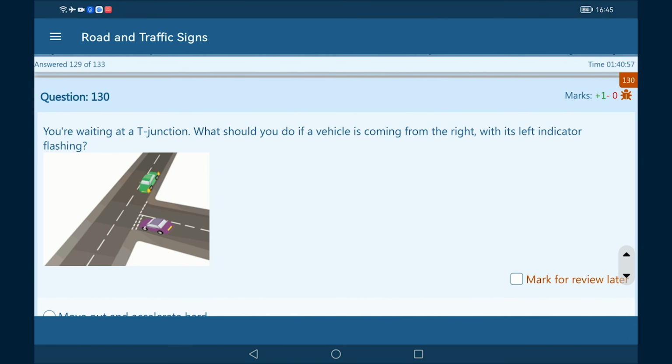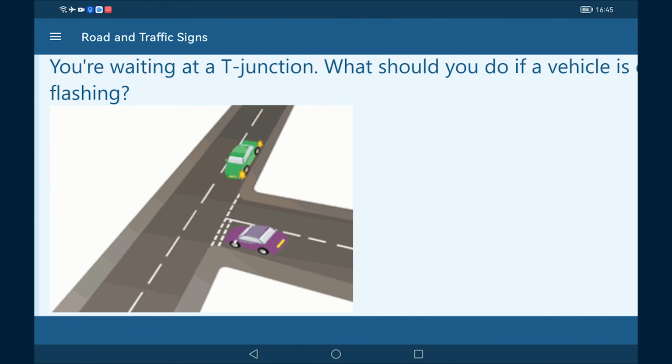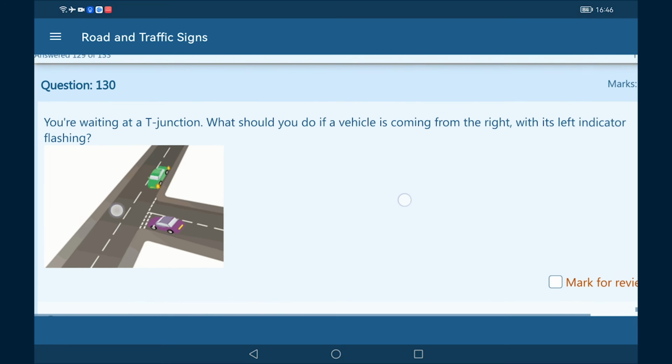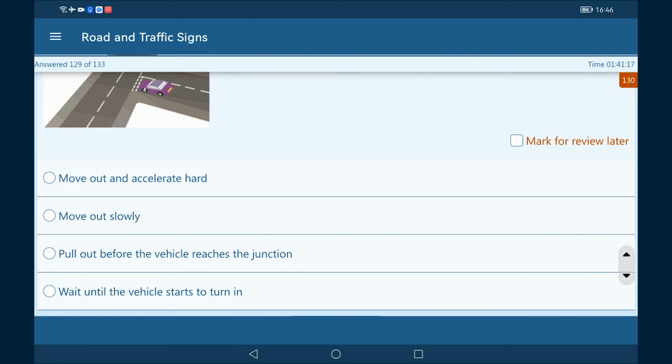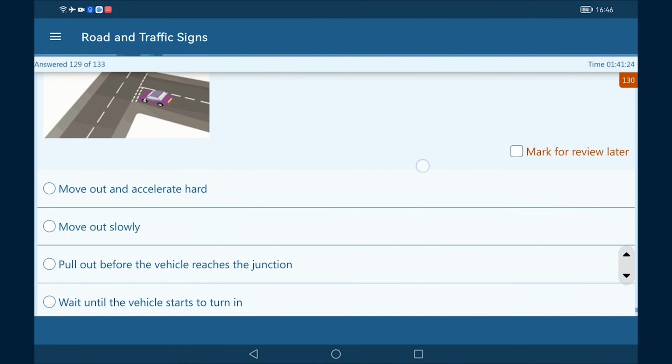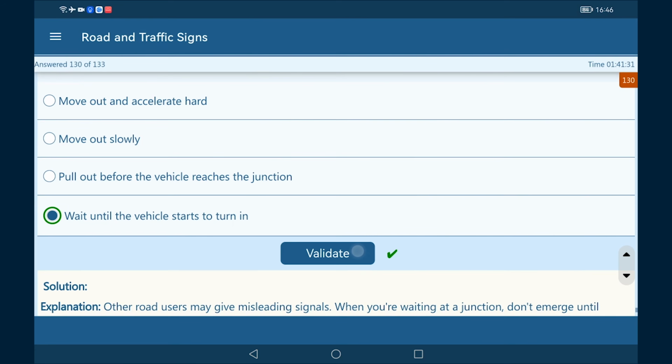Question 130. You're waiting at a T-junction. What should you do if a vehicle is coming from the right, with its left indicator flashing? Option 1. Move out and accelerate hard. Option 2. Move out slowly. Option 3. Pull out before the vehicle reaches the junction. Option 4. Wait until the vehicle starts to turn in. The correct answer is Option 4, that is, wait until the vehicle starts to turn in.